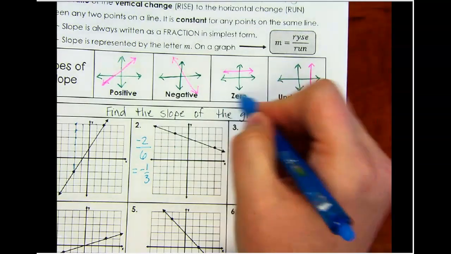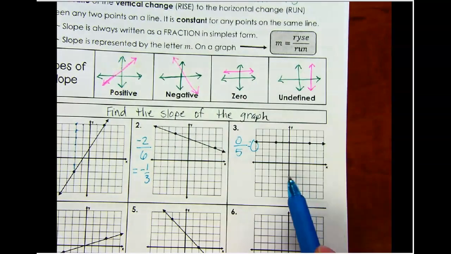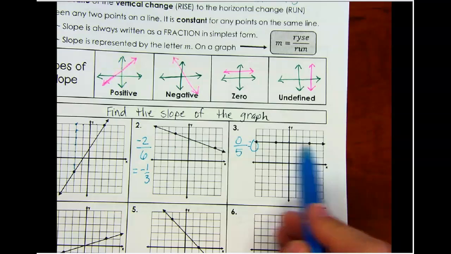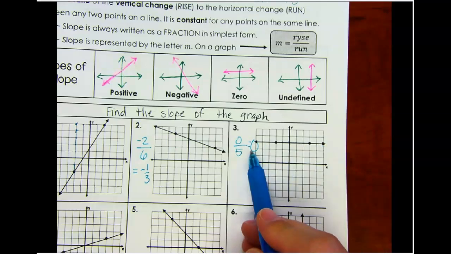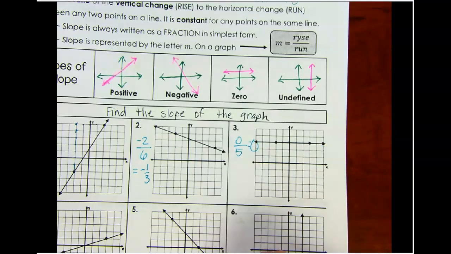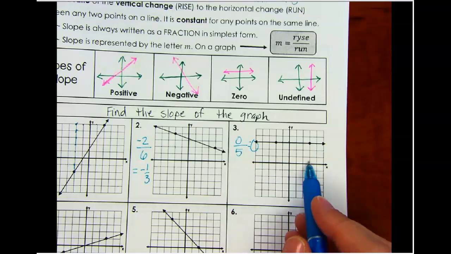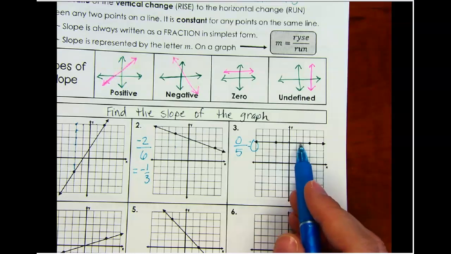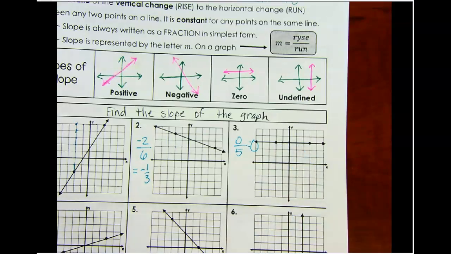And notice how it looks like this. It is a horizontal line. A horizontal line has a slope of 0. We just talked about that. So make sure that you're not getting that one wrong when it's such an easy problem. It's just 0 all the time.